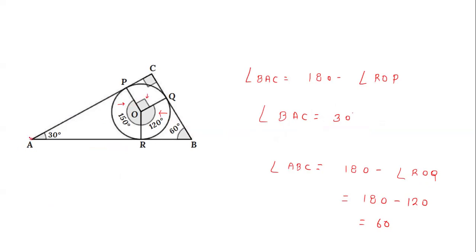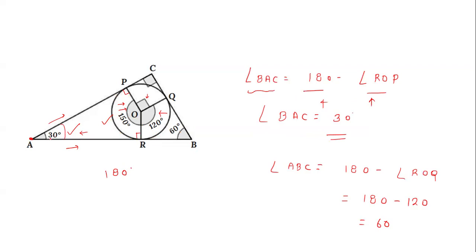So you see from the point A, these two, AP and AR, are tangents to the incircle. So if we say angle BAC, what is the angle BAC? It is 180 degrees minus the angle ROP, because this is a 90 degree angle, and this is a 90 degree angle. So this angle sum plus this angle sum is 180 degrees. If we know this angle, we can directly find this angle. So this is 180 minus this 150 degrees, so this angle is 30 degrees. So we can easily find this angle.